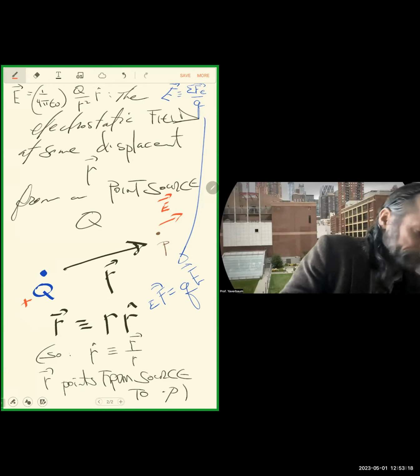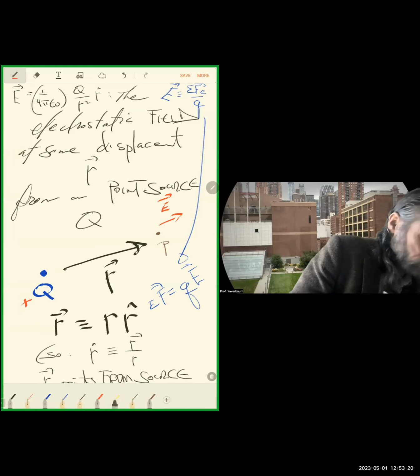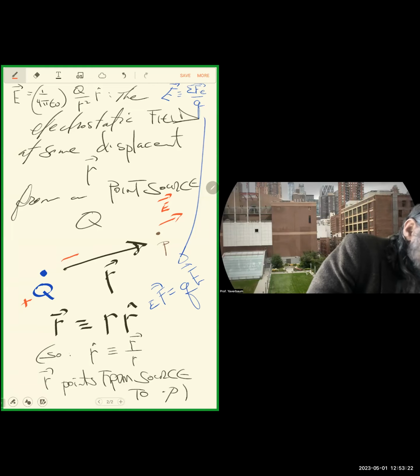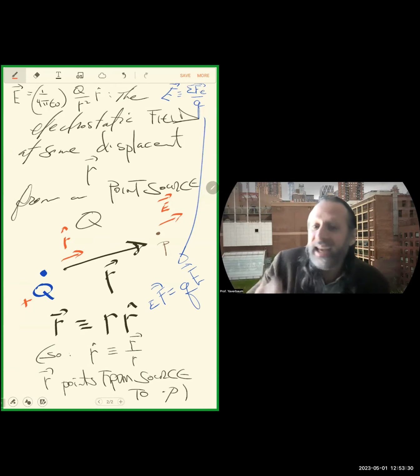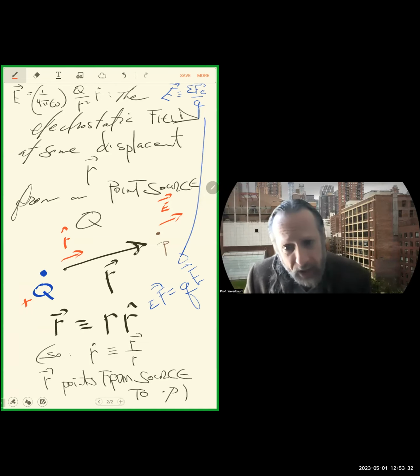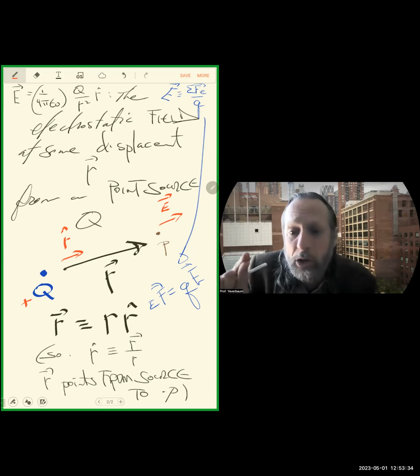So R with a caret over it, R hat, is a vector that by definition points in the direction of the original R, but only has a magnitude of one unit. It's a unit vector.